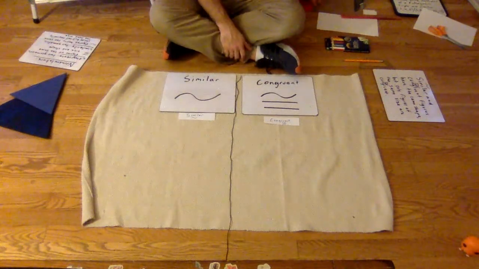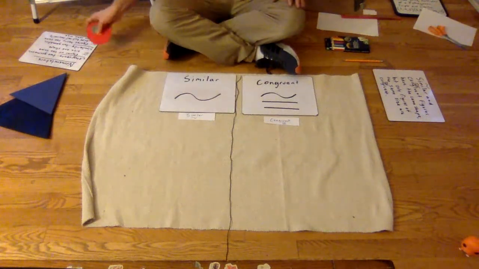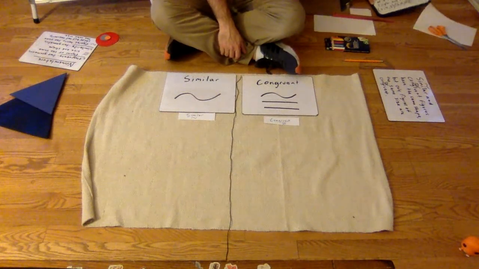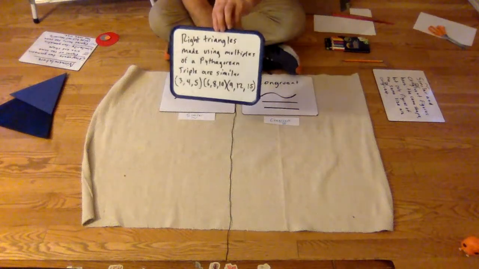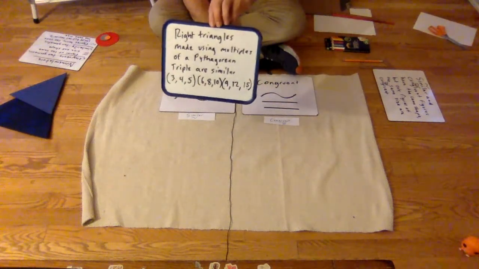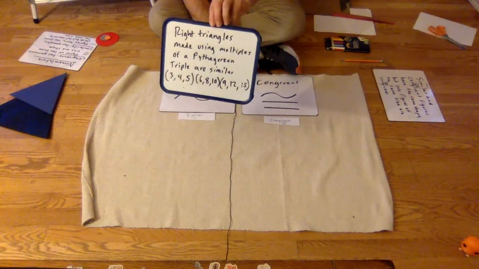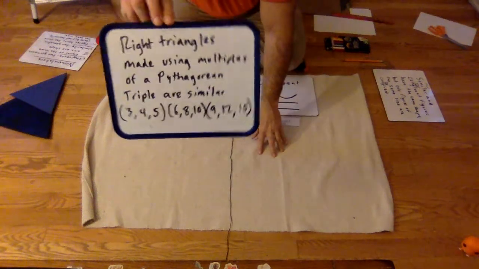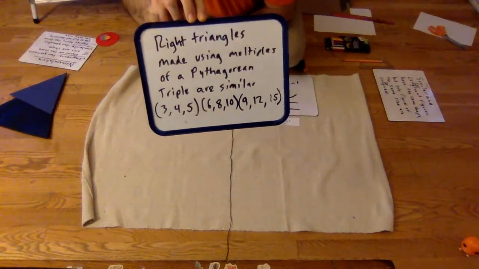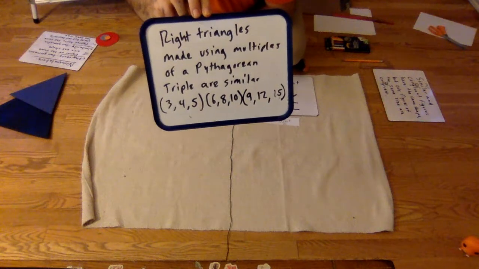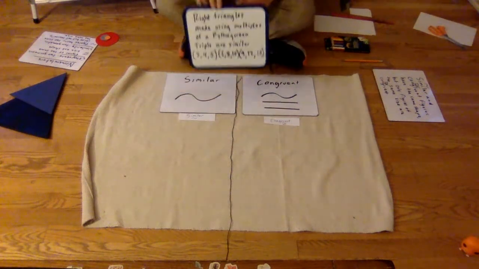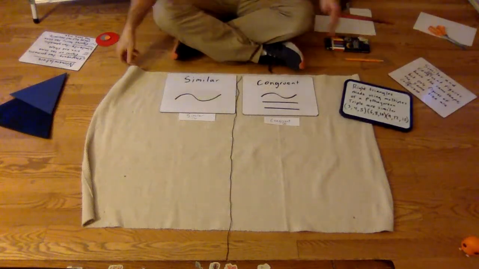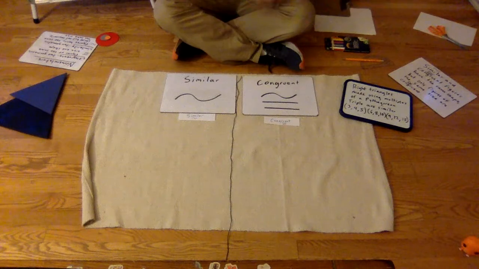Now we get to the fun part, which is talking about, let's make some right triangles together. And I want to go back to what we talked about with the Pythagorean triples. So right triangles made using multiples of a Pythagorean triple are similar. And if you guys see, I've got a 3, 4, 5 triangle, a 6, 8, 10 triangle, and a 9, 12, 15 triangle. These are all multiples of the 3, 4, 5 triangle. So what I want to do is start making some similar and congruent triangles together.